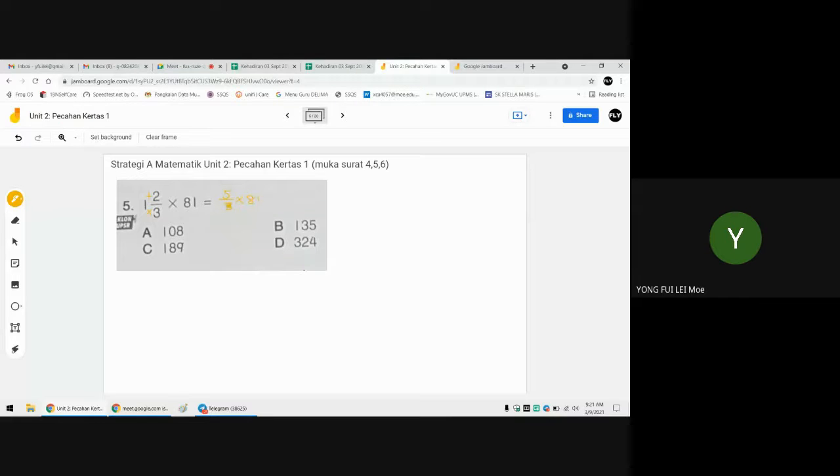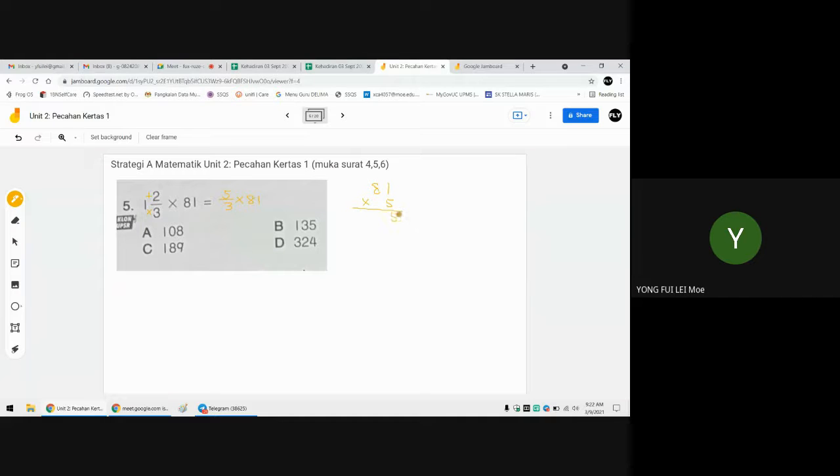Okay, so this one, how do I solve it? If you can't do it manually, 81 times 5. Times and then divide.